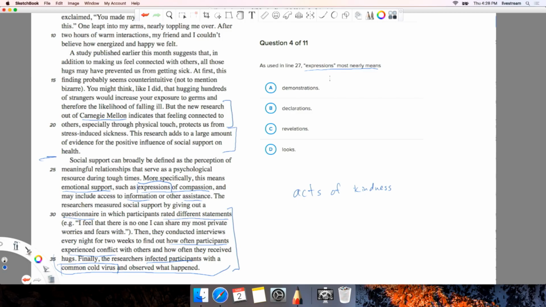Seems pretty close. Declarations of compassion. That's more words, but I've got acts here, so I don't think that one fits as well. We've got revelations, so that means something like discoveries. And we're not discovering kindness here, so that's out. And then looks of compassion also doesn't quite fit since I am all about acts of compassion, and so demonstrations of compassion really is what fits best.